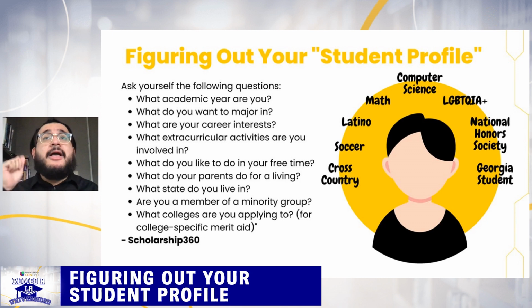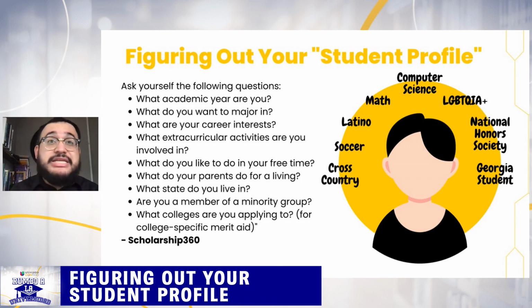But key questions you want to ask yourself are: What grade am I applying in, right? Am I a junior? Am I a senior? When am I trying to go to college? What am I trying to major in? What are my career interests? What am I already involved in within and outside of my high school? What do I like to do in my free time? What do my parents do for a living? What state do I live in? What state am I trying to go to college in? And am I a member of a minority group? What colleges am I specifically applying to? Ask yourself these questions.